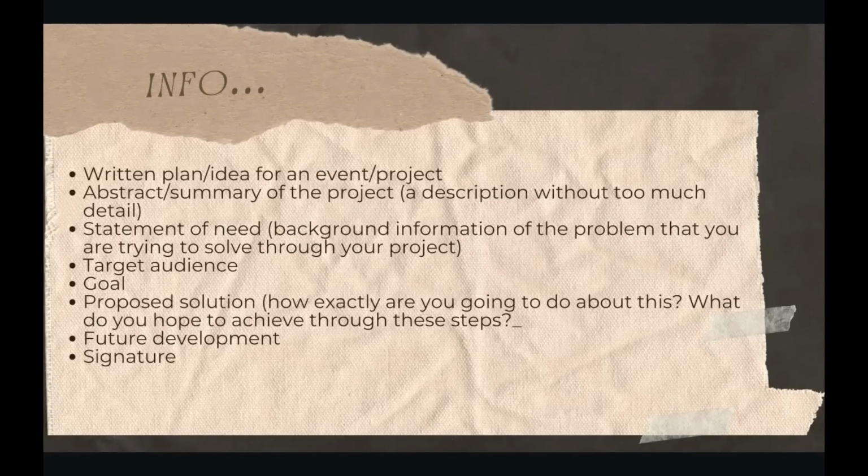The components of this text type are usually, first, an abstract, a summary of the project you're focusing on. Just a general description without too much detail is enough. And then a statement of need, which includes background information on the problem that you're trying to solve through this project. Then the target audience, the goal, and the proposed solution. So how exactly are you going to go about this, and what do you hope to achieve through these steps? Then future development, what type of development are you expecting from this? And signature, just your name, email, phone number, stuff like that.